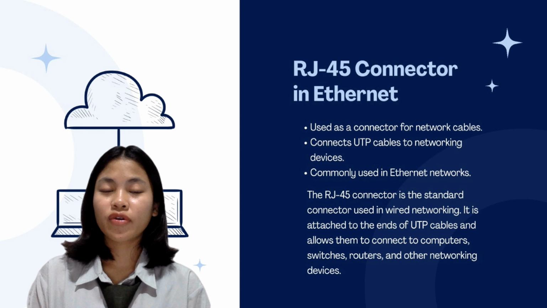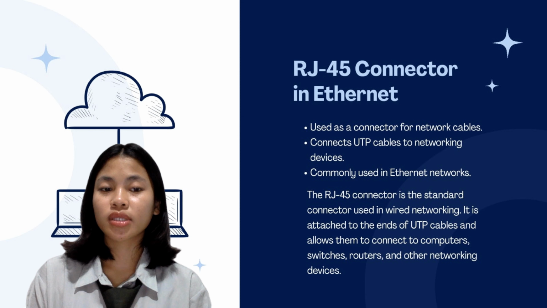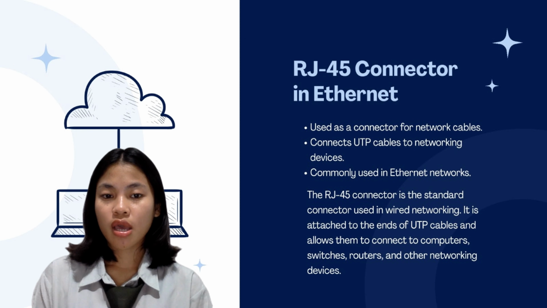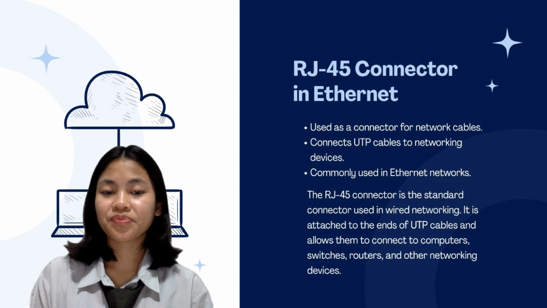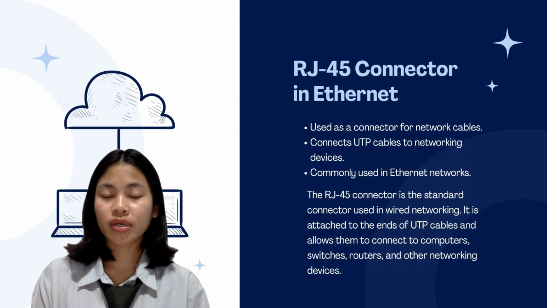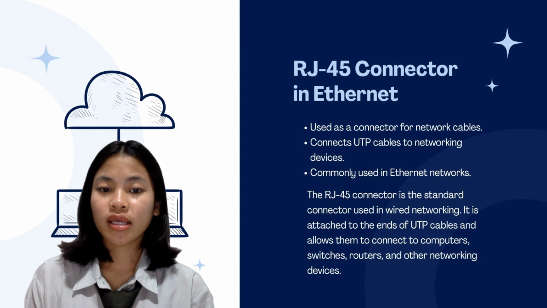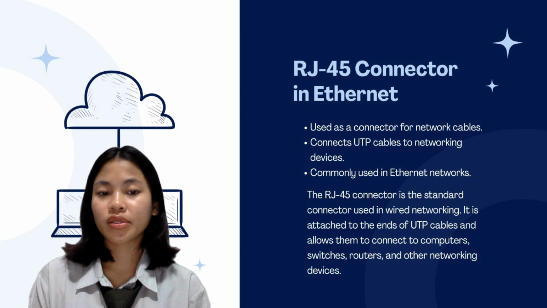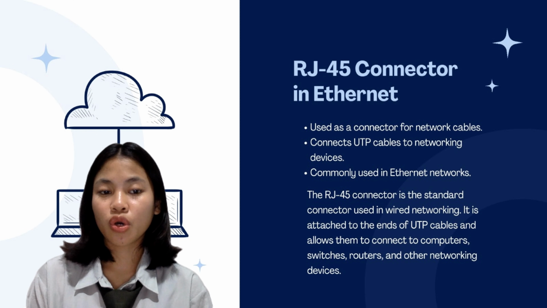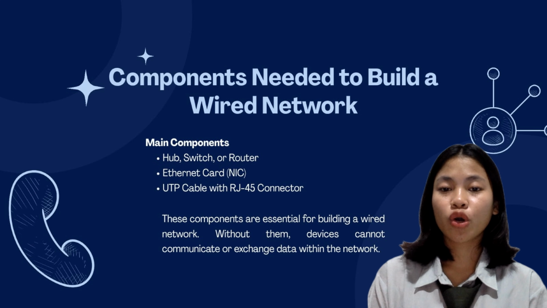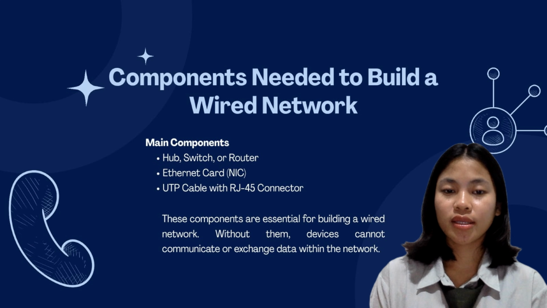Next, RJ45 connector in Ethernet. Used as a connector for network cables. Connect UTP cable to networking device. Commonly used in Ethernet networks. The RJ45 connector is the standard connector used in wired networking. It is attached on the ends of UTP cables and allows them to connect to computers, switches, routers, and other networking devices.